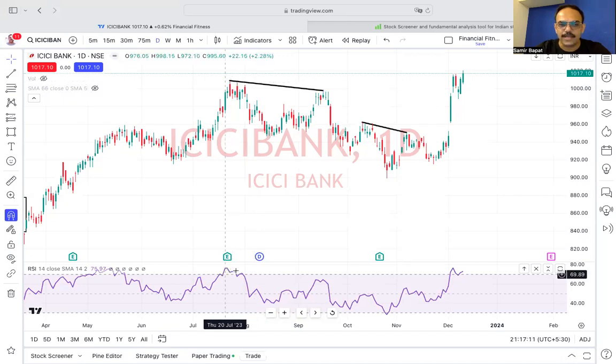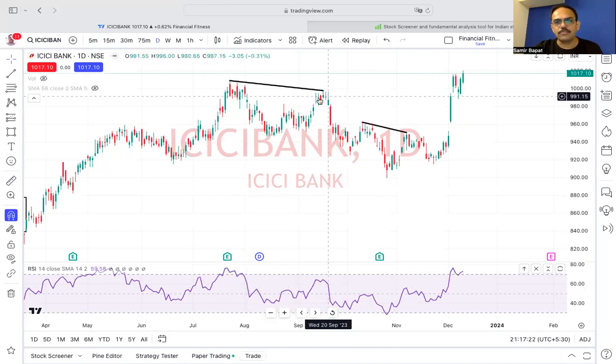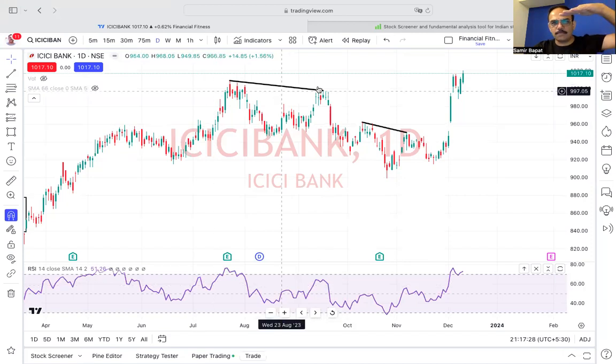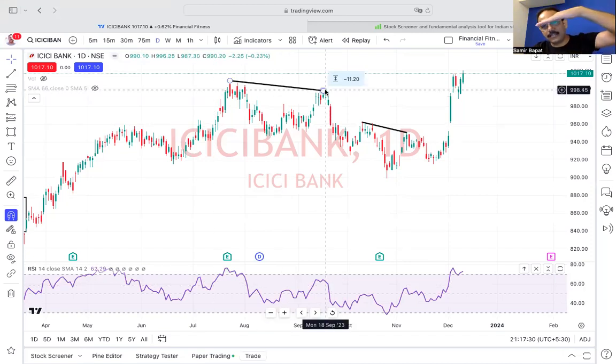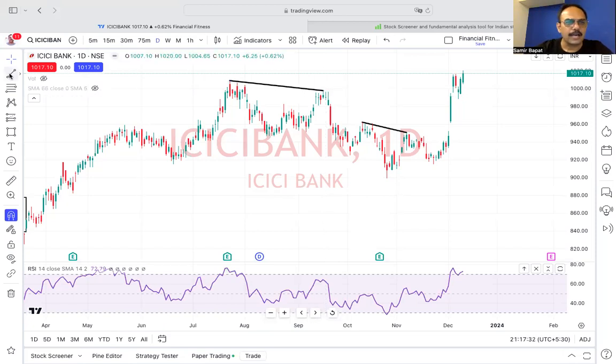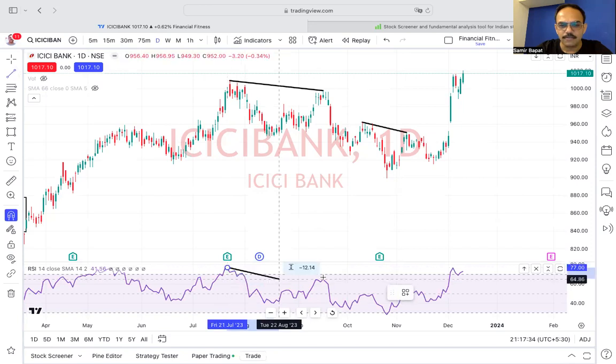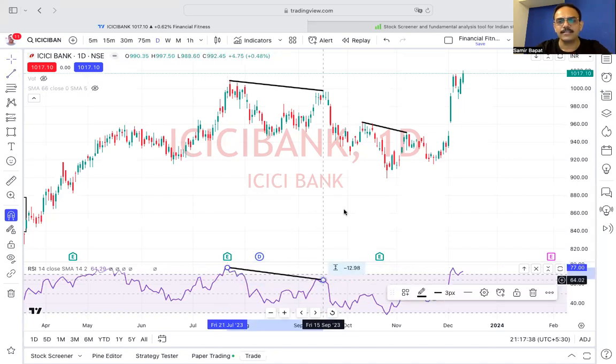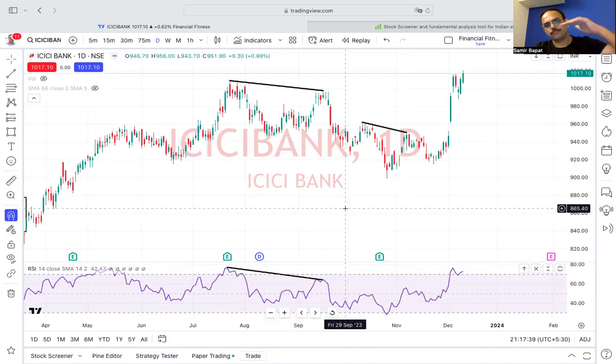Now, if we go to the corresponding RSI, we'll find that corresponding to this peak, we have this peak formed by the relative strength index indicator. Related to this peak, a peak has formed here. So if we join the price peaks by a line, the line is slanting down. And if we join the RSI peaks, we'll find the line is also slanting down.